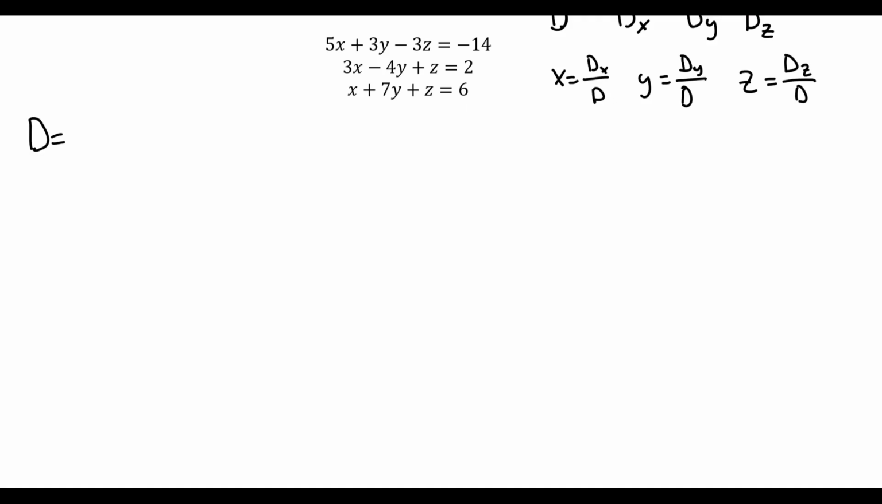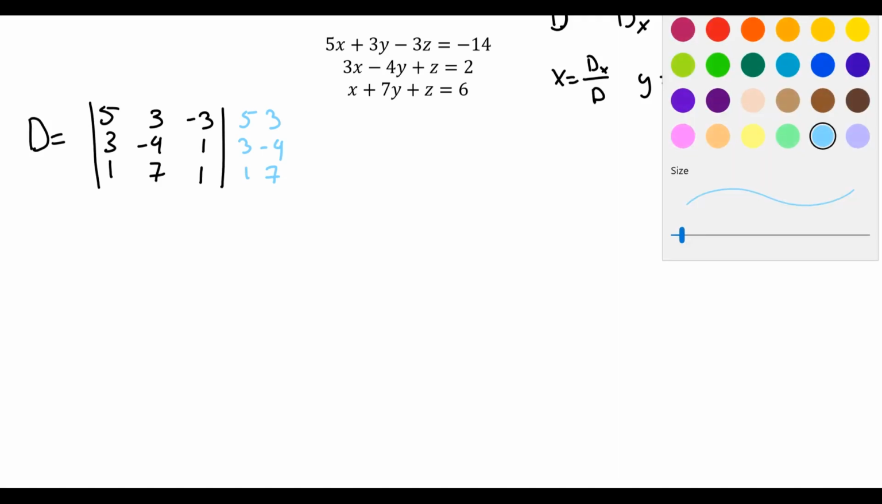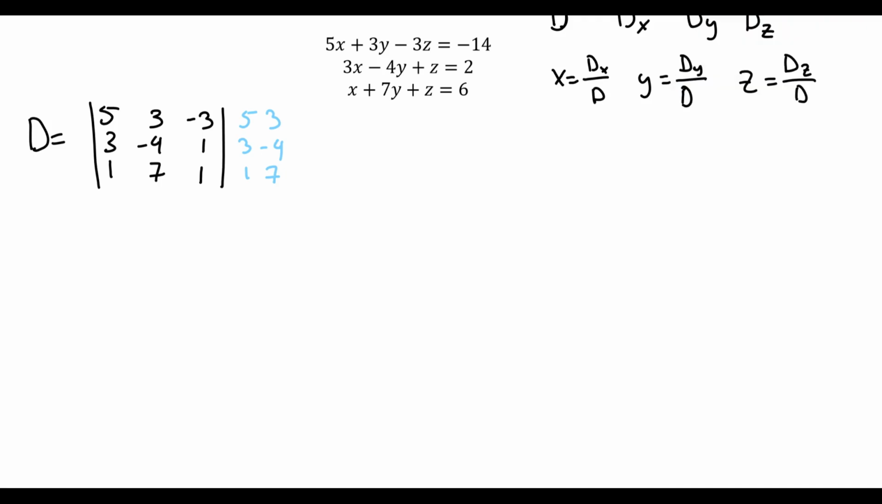Remember, d is just your x, y, and z values. So I have a 5, a 3, a -3, 3, -4, 1, 1, 7, 1. And then remember, with a 3 by 3, I'm going to recopy these first two columns. So 5, 3, 3, -4, 1, 7. This way I can find my values a little bit easier.